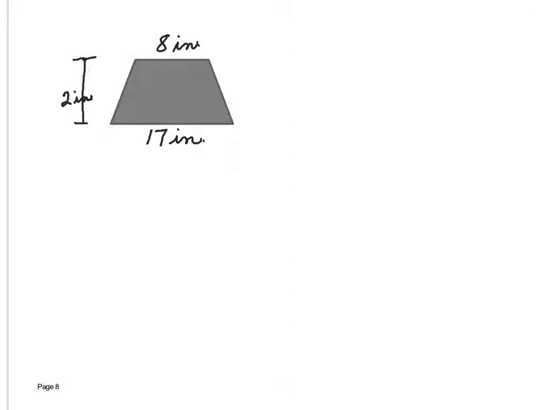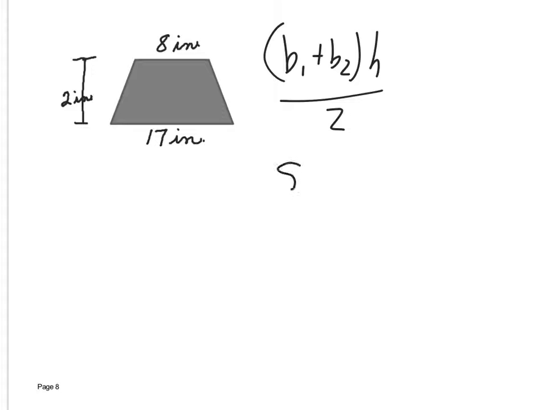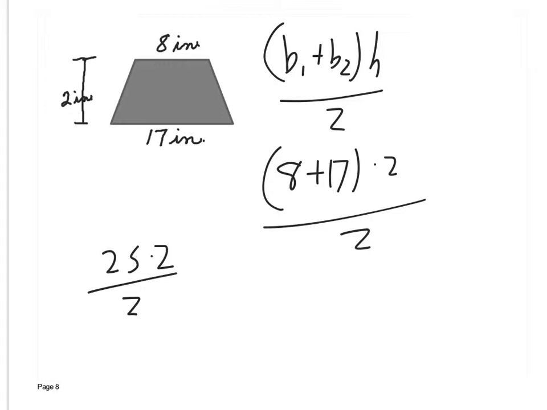Alright, so my formula is base 1 plus base 2 times the height, then divide by 2. So I add my bases. Again, the bases touch the right angle. You don't see the right angle, but you can tell this touches your bases, so that's got to be your height. These have to be your bases. 8 plus 17 times 2, then divide by 2. 2 is your height here. 8 plus 17 is 25. Times that by 2, divide by 2. 25 times 2 is 50. 50 divided by 2 is 25. It's area, so it's a square unit. It's inches squared. There's your answer.